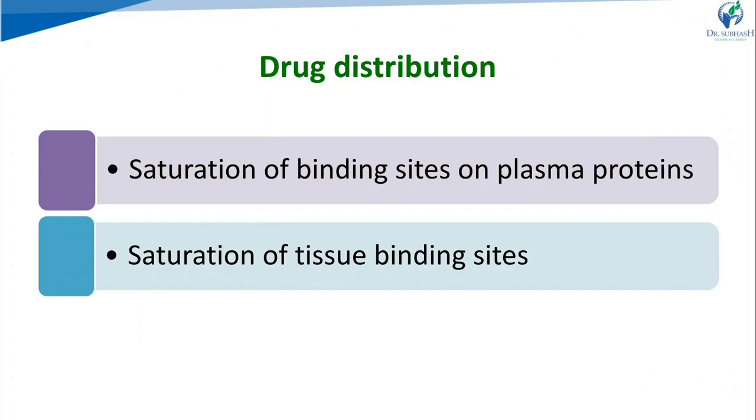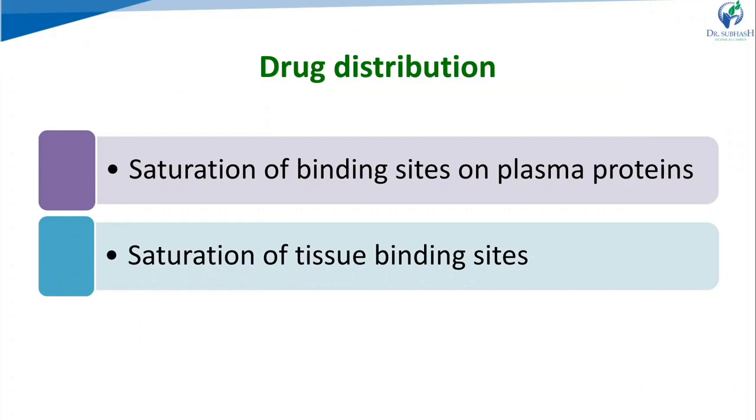So in both cases, there is saturation of binding sites on plasma protein as well as saturation of tissue binding sites. The free plasma drug concentration increases because of saturation in both cases when higher doses are given. Since plasma protein and tissue binding sites are both limited and saturated, the remaining drug is in the free, unbound form. So that increases the volume of distribution.